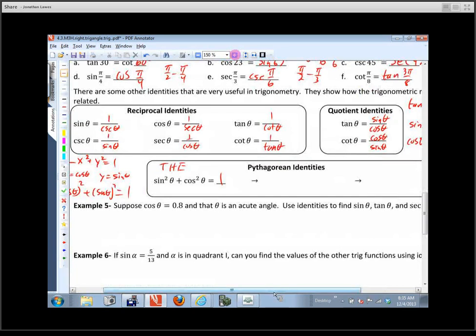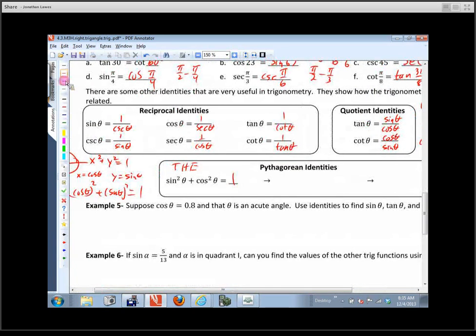Now we're going to take a look at this and we're going to change just slightly. I'm going to take this one and I'm going to manipulate it just a little bit. Okay, I'm going to take this one, and in blue, I'm going to divide every single term on both sides by sine squared of theta.